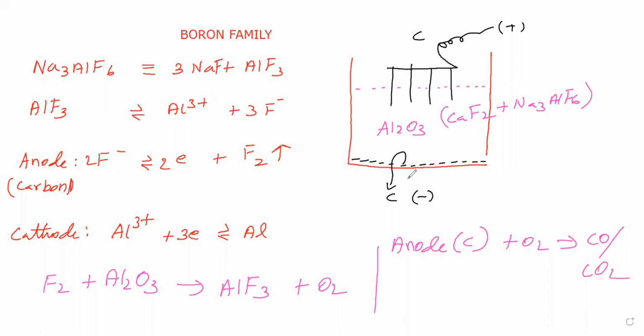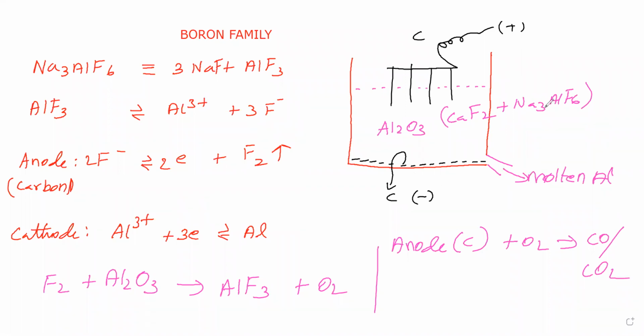Then at this cathode, what is obtained? At this cathode, aluminum is produced. The produced aluminum is in the molten state. Now we will collect that molten aluminum here. We can collect molten aluminum at this place.